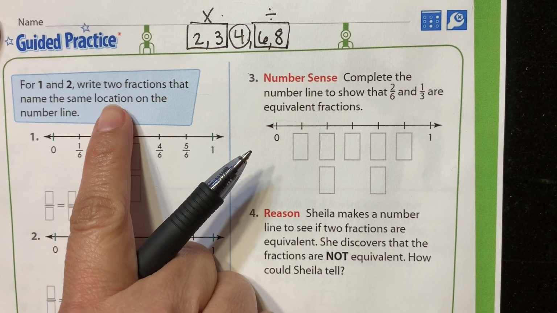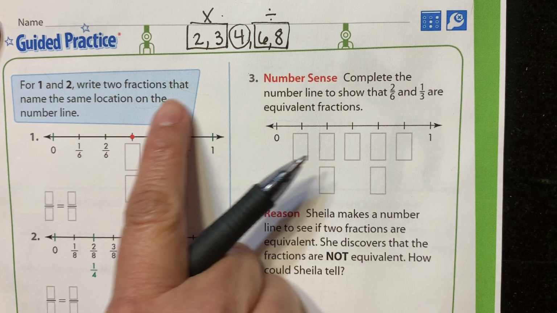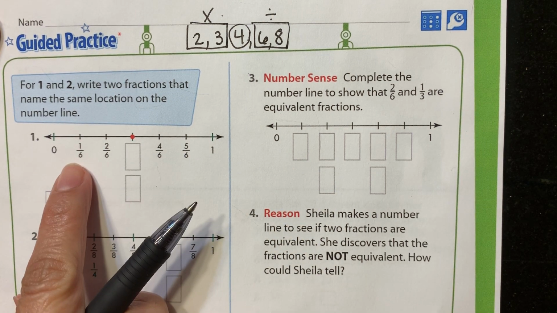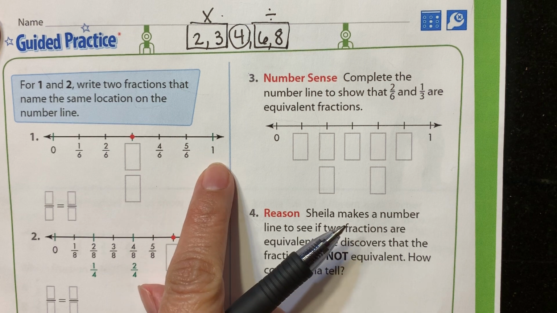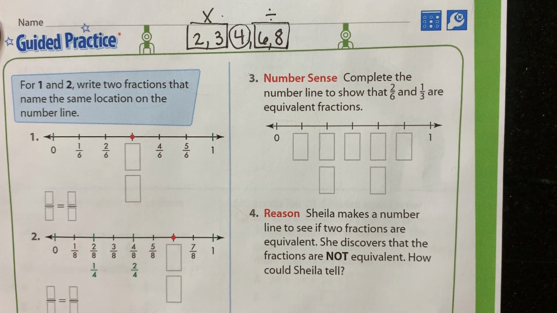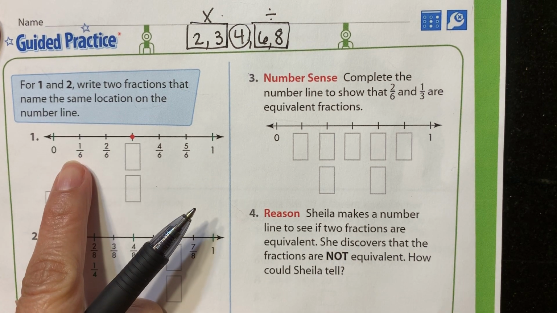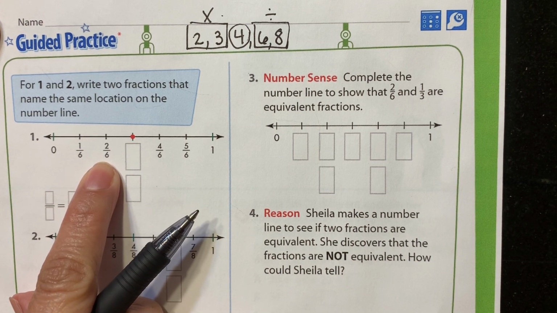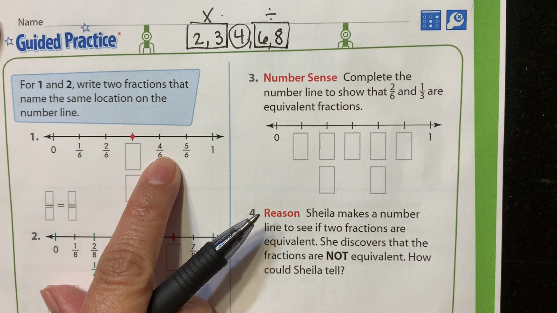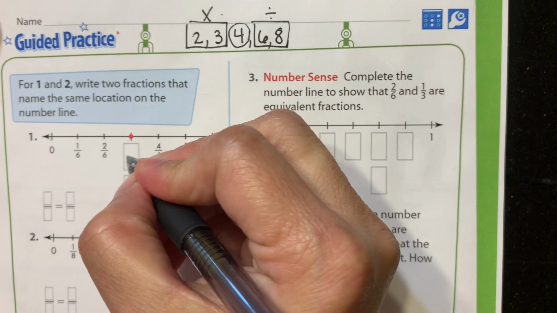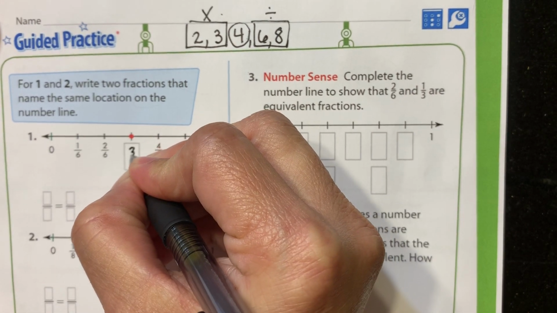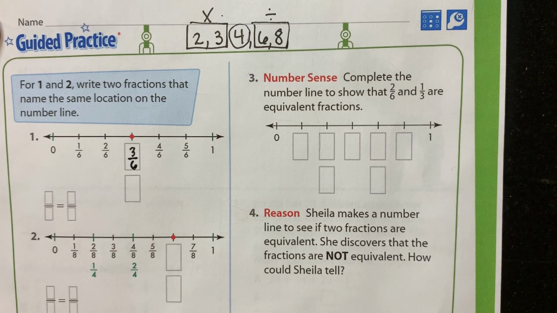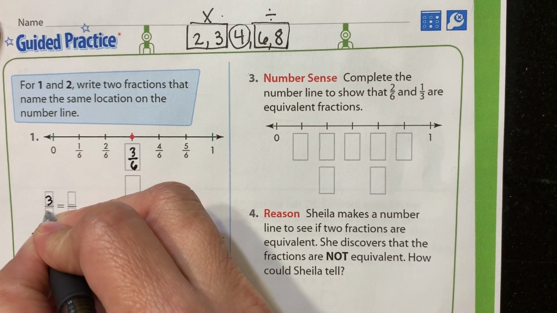For questions 1 and 2, write two fractions that name the same location on the number line. Now, we already have the numbers listed on this number line, but we're missing this one. So all we have to do is check what there is and write this one in. 1/6, 2/6. Well, then this one would be 3/6 because the next one that follows is 4/6. So I'm going to write 3/6 right here, and I'm also going to write it right here.